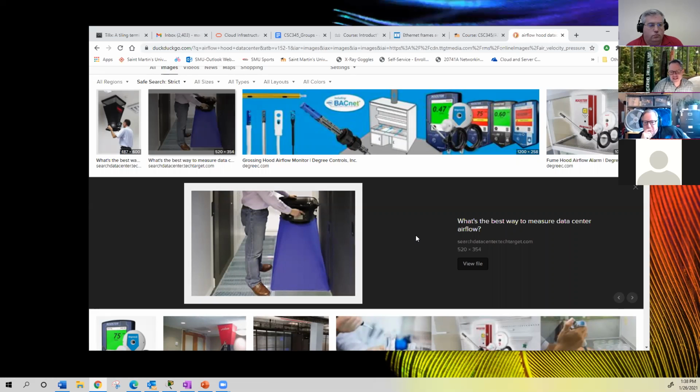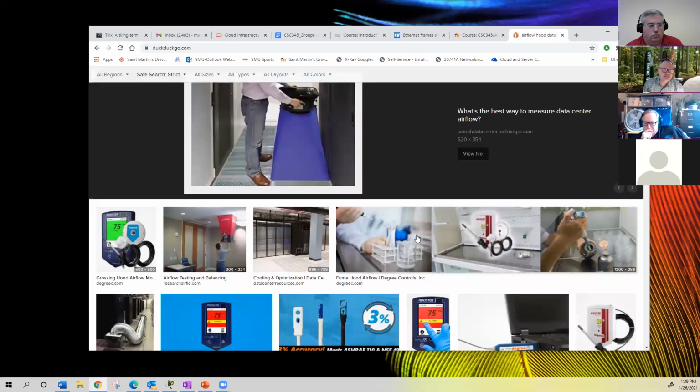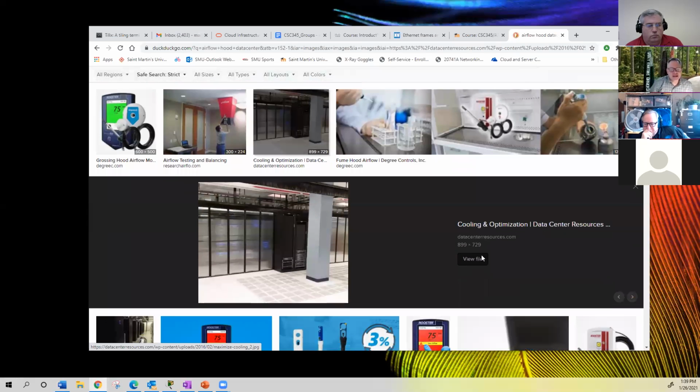So this is just a little insight to view how data centers are designed and how they're cooled, and some of the thoughts in creating these designs. Now you'll notice in this case there's a whole bunch of perforated tiles out here in this raised floor area, okay?